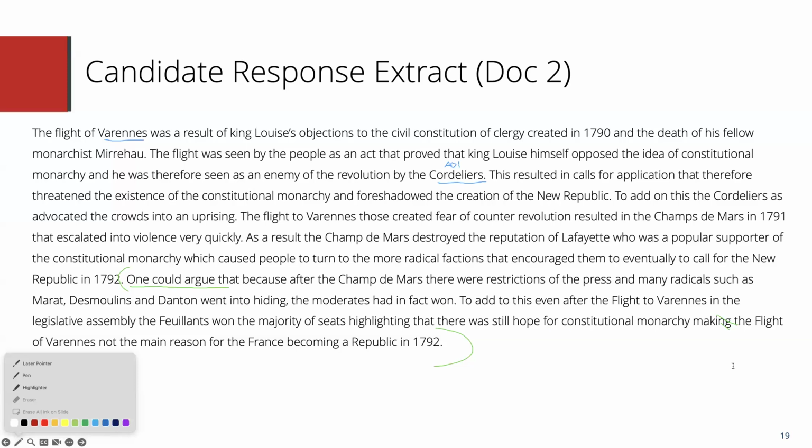So the key issues related to the view presented in the question are addressed and explored from the opening paragraph of the response. The response refers to the given factor, the impact of the King's flight to France, and begins to discuss its importance in relation to other key issues: the impact of France being at war and the failure of the Constitutional Assembly.